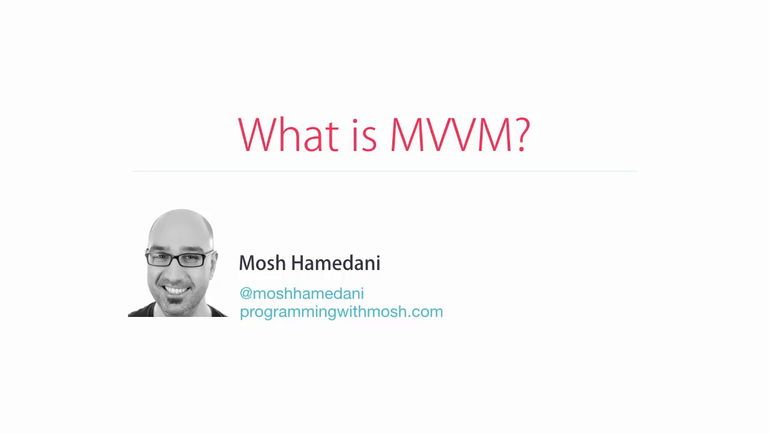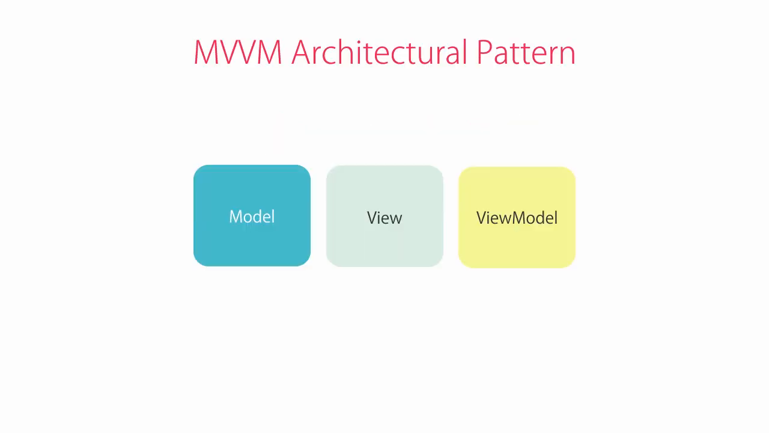So what is this MVVM all about? MVVM stands for Model, View, View Model. And it's an architectural pattern for implementing user interfaces. It consists of three moving parts.